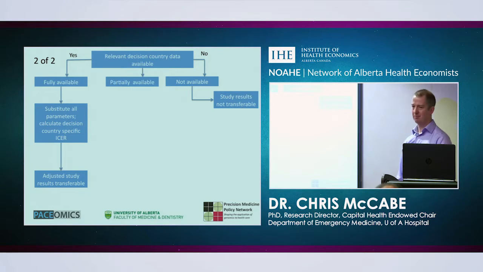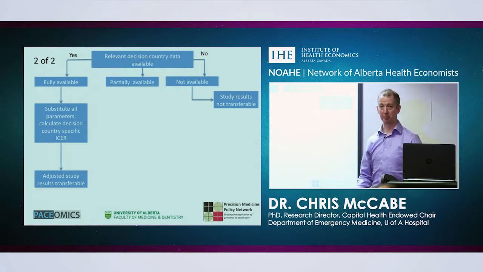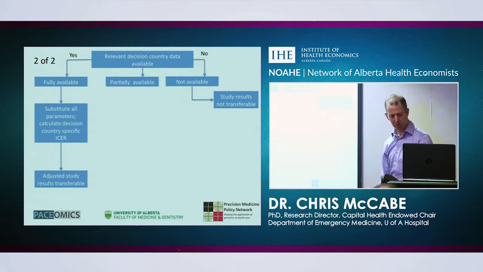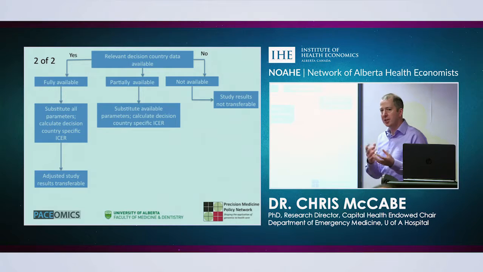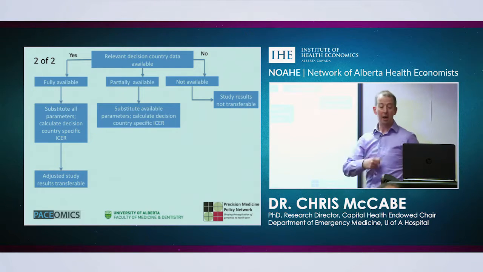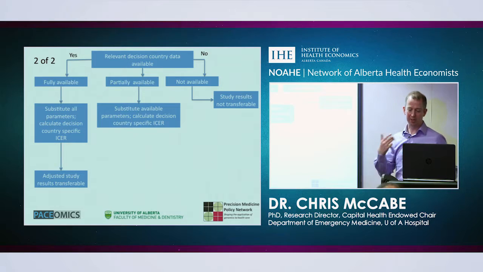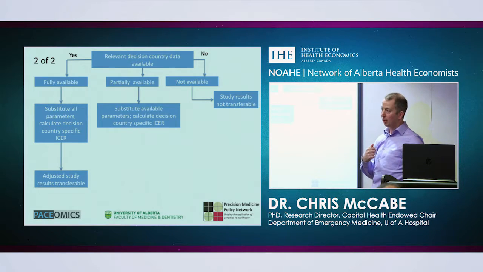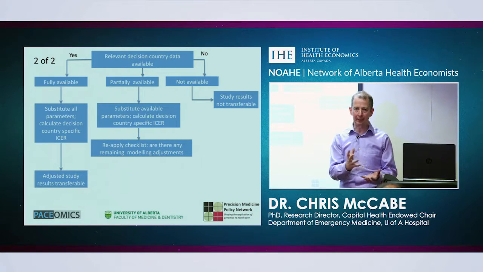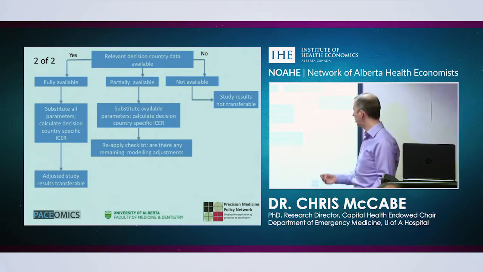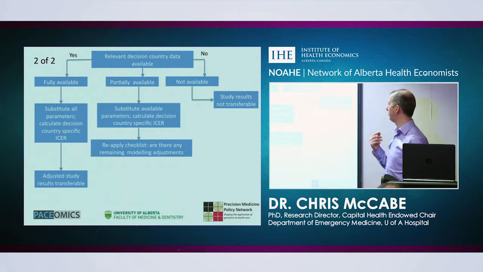But here's where we really live most of the time, to be honest. It's, well, some of it's available. Well, what do you do then when some of it's available? Well, use what's available. You substitute the data for the available parameters. You calculate the decision country specific incremental cost effectiveness ratio. And then you ask yourself, how far from a completely applicable study am I now? You know, you go through your checklist. Are there any remaining modelling adjustments that I would like to make? But the data's not available.